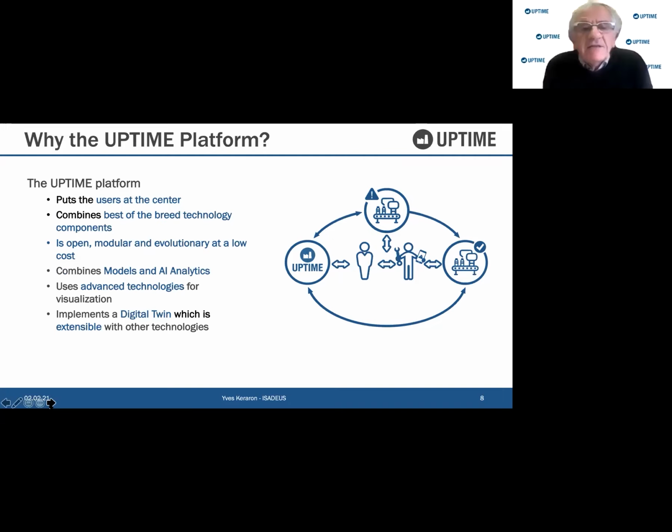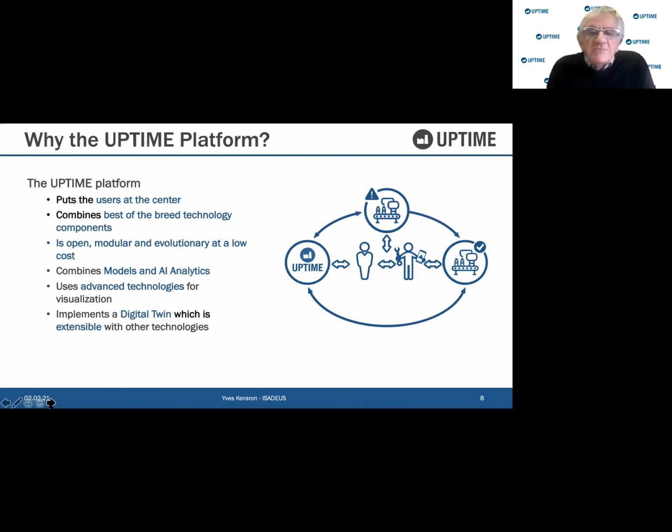Yes, thank you, Carl. Yes, so why is the Uptime Platform? That's the question. What makes it different? First, I think it is a user-centric approach which puts the users at the center. Everything begins and ends with the users, and it is user-centric from both a business perspective and also a technological perspective.